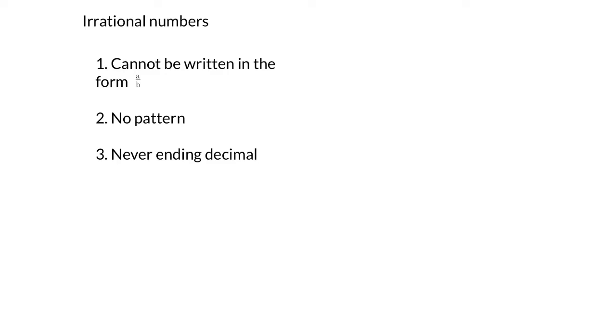Welcome. Today we're having a look at irrational numbers and trying to answer this question, what is an irrational number? So we've got a couple of things here, three properties. Our first is an irrational number cannot be written in the form A over B, where A and B are both whole.